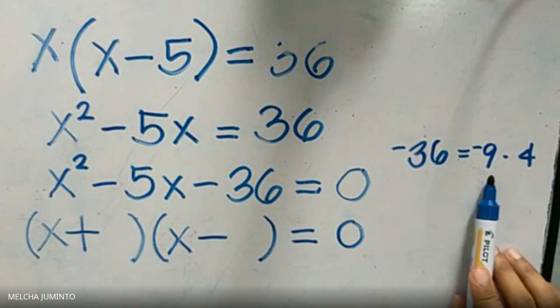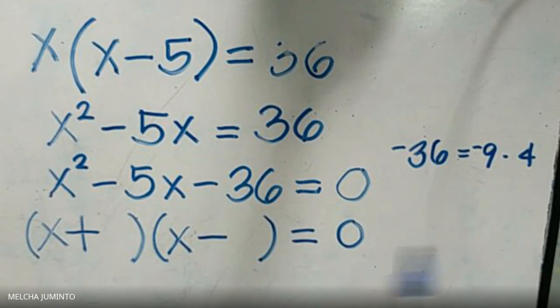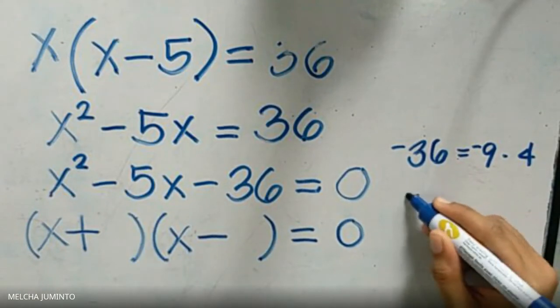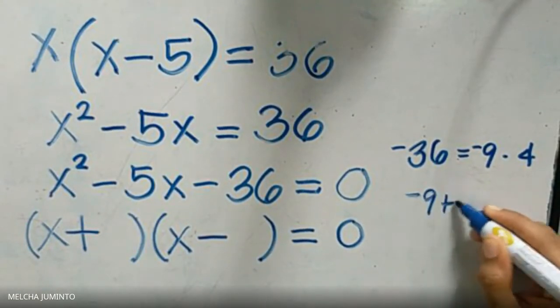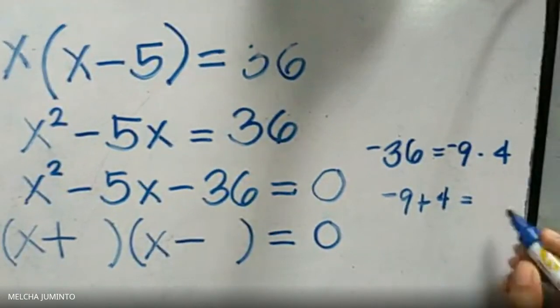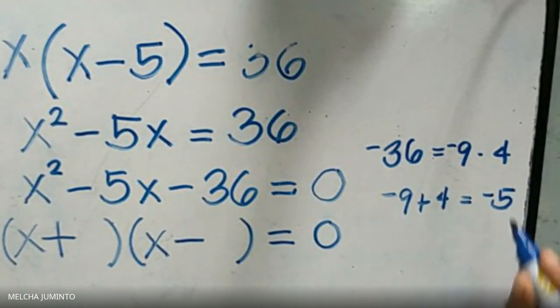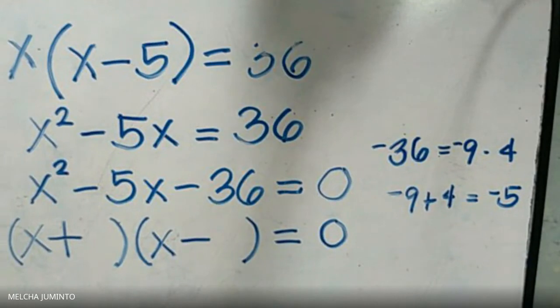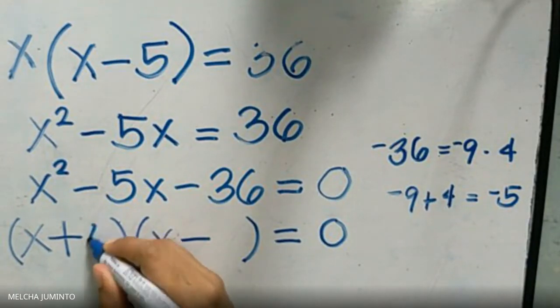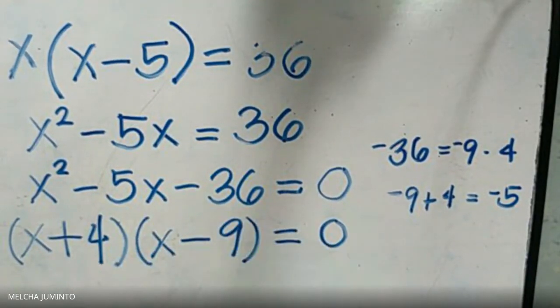Okay, the reason why 9 should be negative is that the second term is negative 5. So that once we add negative 9 plus 4, it will give us the sum negative 5. And that is the second term. So we can now write here, this should be 4 and this is 9, to give us negative 36 as the product and the sum is negative 5.